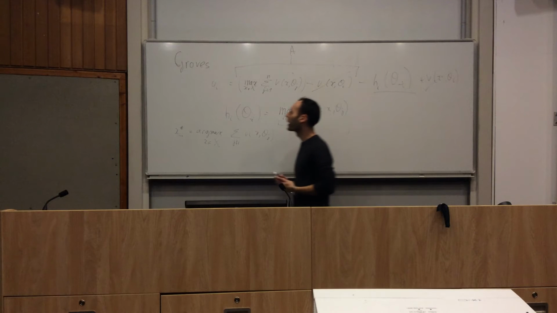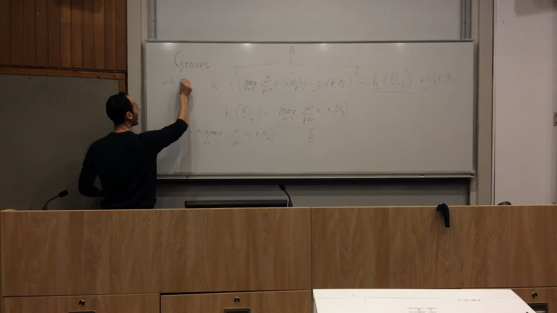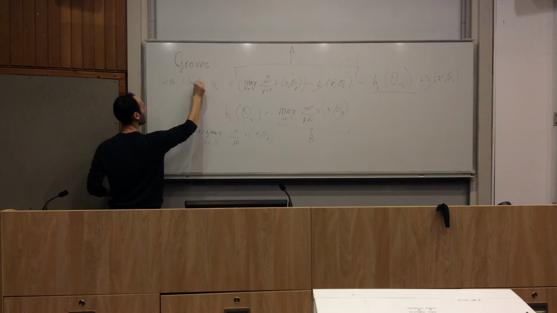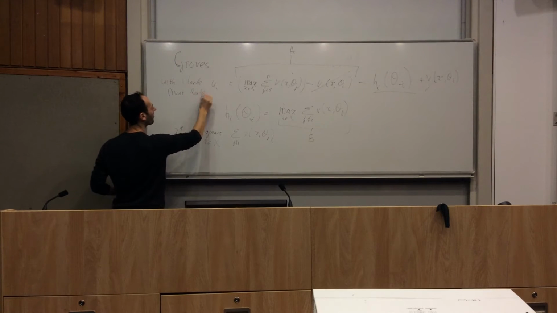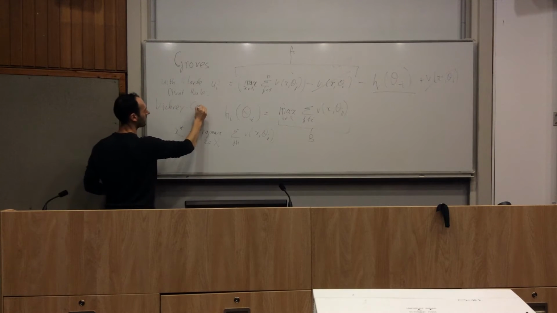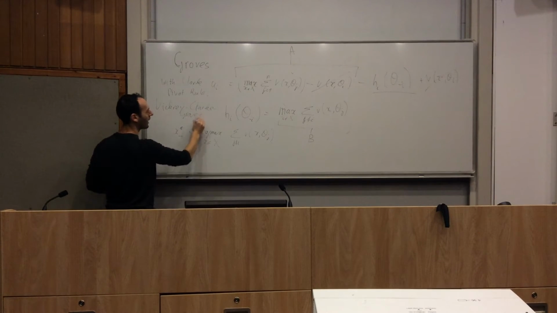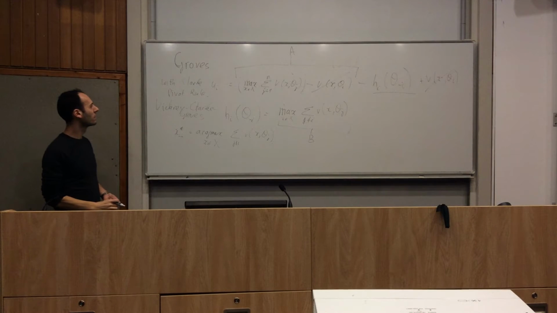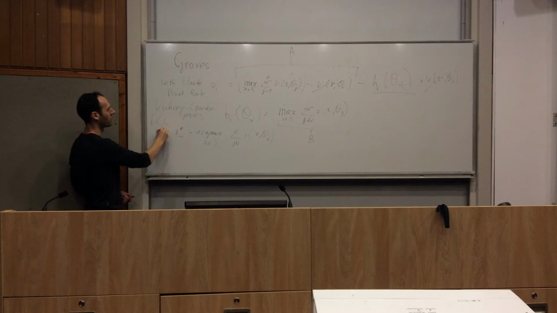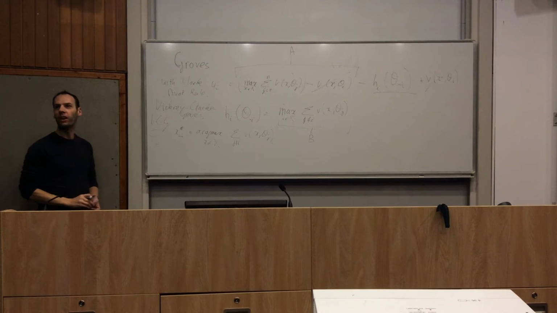And this is called the Groves mechanism with Clark tax, or actually I think it's called Clark pivot rule. And sometimes, and often actually, this is called the Vickrey-Clark-Groves mechanism. Okay. The VCG mechanism, VCG. Okay. This is kind of the basic mechanism in mechanism design. And why is it called Vickrey? Well, we get to that.